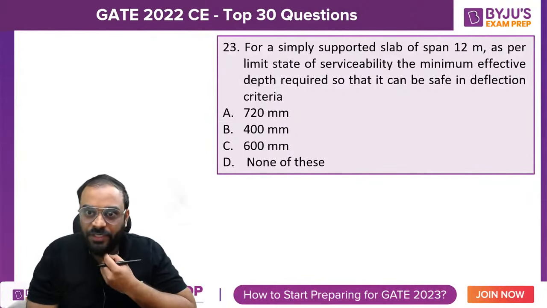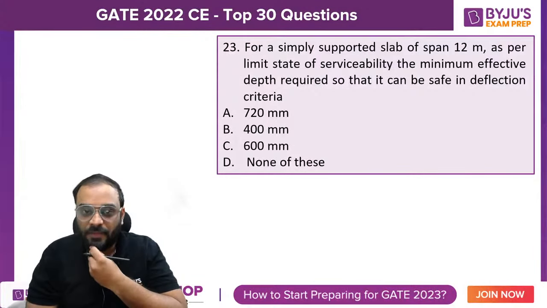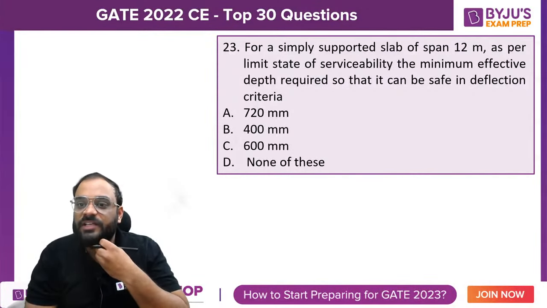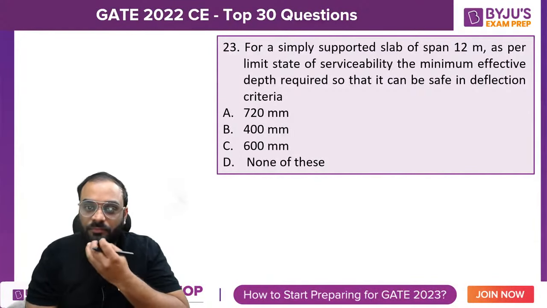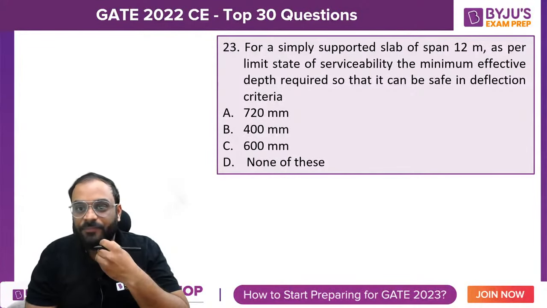For a simply supported slab of span 12 meter, as per the limit state of serviceability, the minimum effective depth required so that it can be safe in the deflection criteria. That is the question.